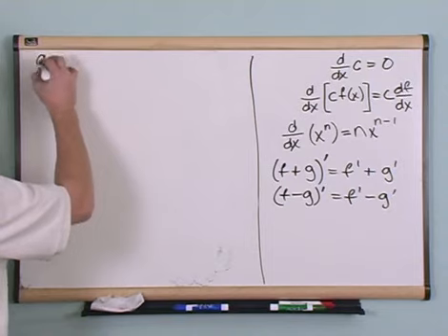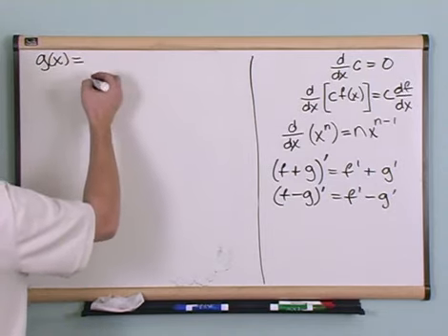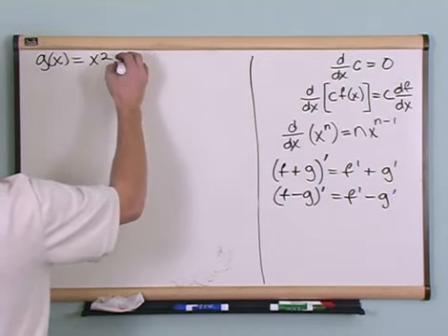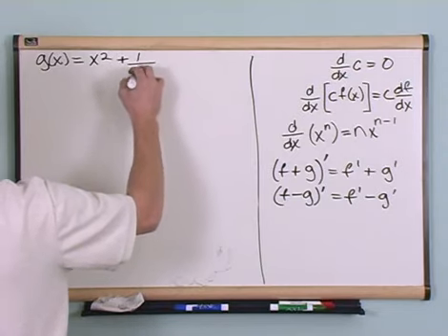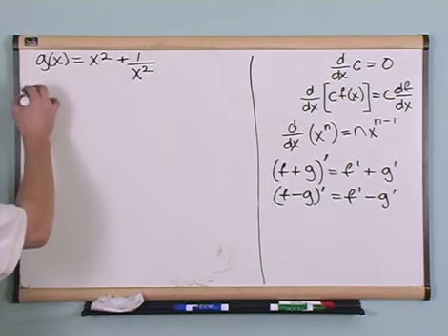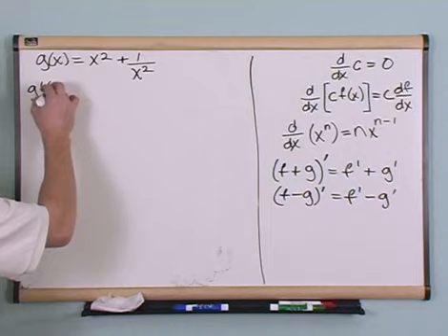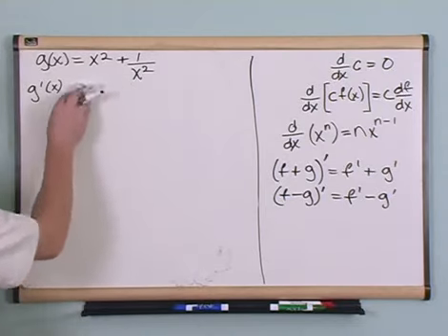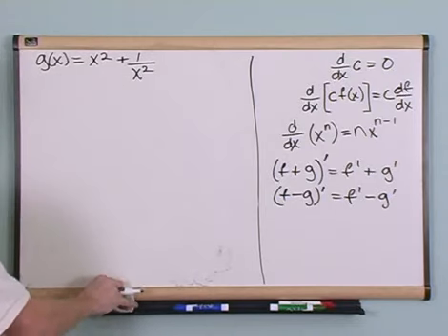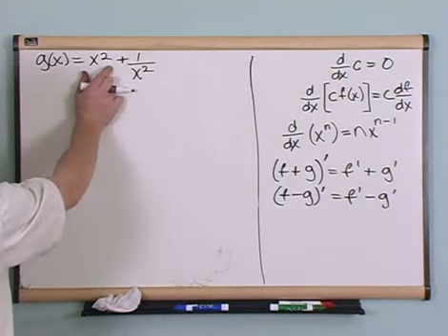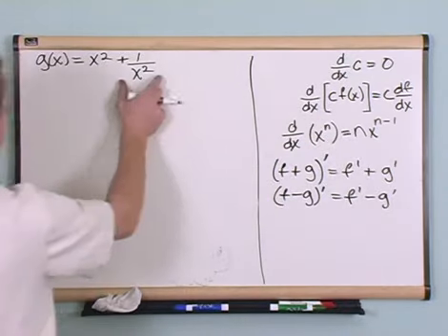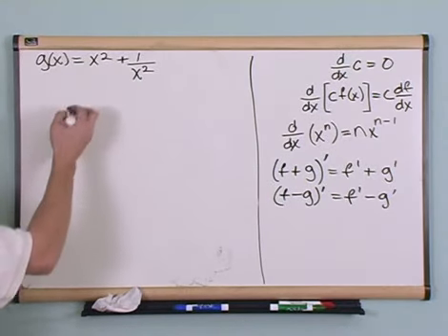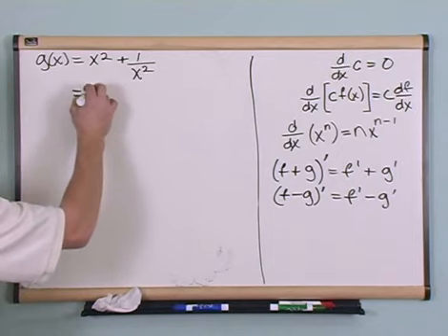What if you have g of x, and that's equal to x squared plus 1 over x squared? And they say, what is g prime of x? That's what you're trying to find. Well, first thing you're going to look at and say, well, I know how to take the derivative of this because I can just use this. But how do I do that? That looks totally different. Well, simply rewrite it.